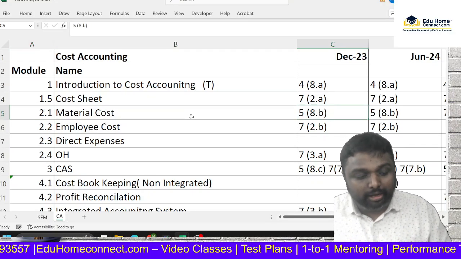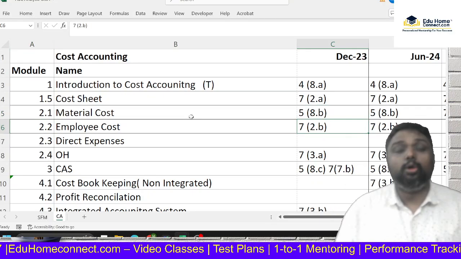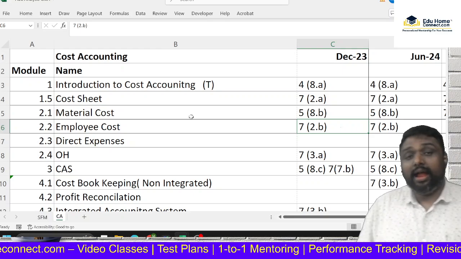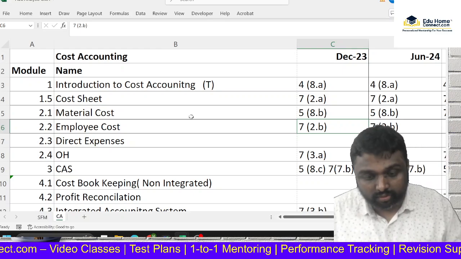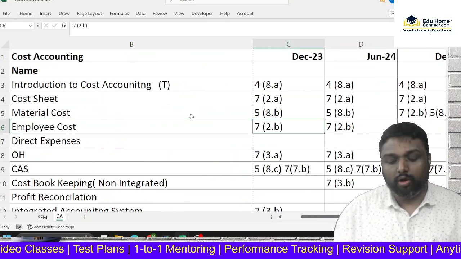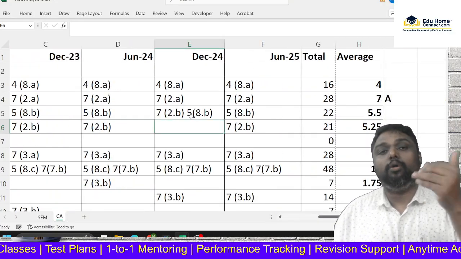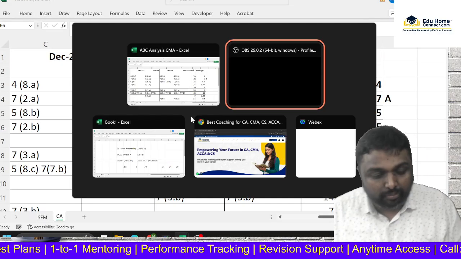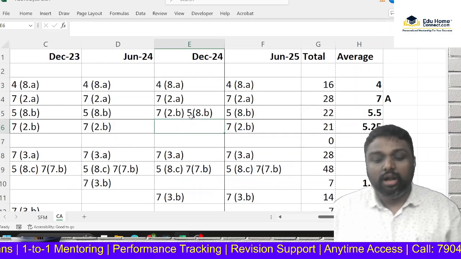Coming to employee cost, that is labor calculation, just like Halsey, then Rowan, and questions of labor turnover. For December 23, labor turnover came. Sir, every time a labor question? No. If a labor question is coming, there is no material question. If a material question is coming, there is no labor question.